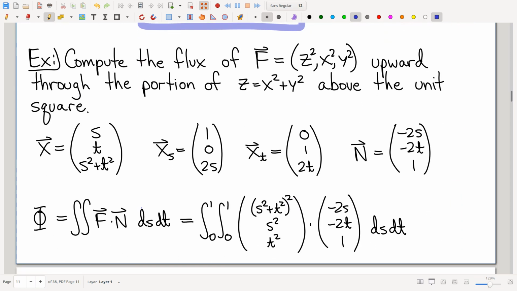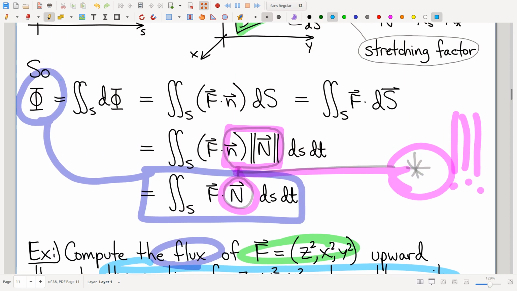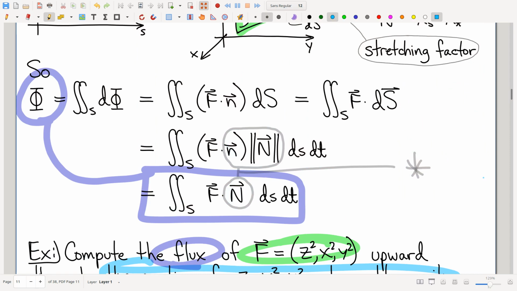Okay, so we want to compute the flux. Certain vector field given, surface given. Here's our vector field, here's our surface. It's the portion of the paraboloid sitting above the unit square in the xy plane. And how am I going to compute that flux? Well, I'm going to, of course, use this formula right here. Let me get rid of all this distraction. If you want to compute flux, here you go, F dot N dS dt.